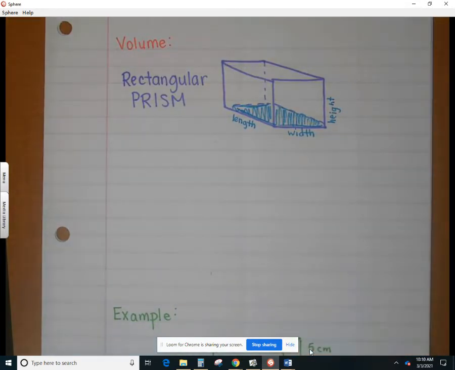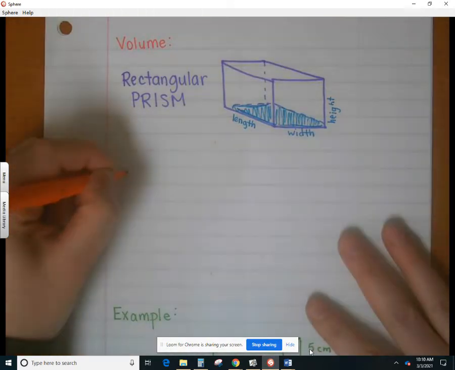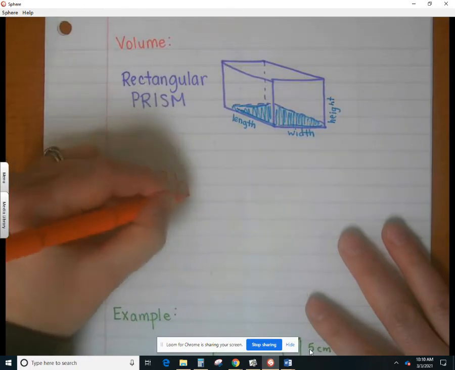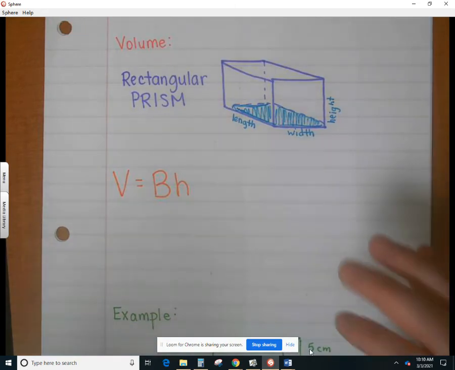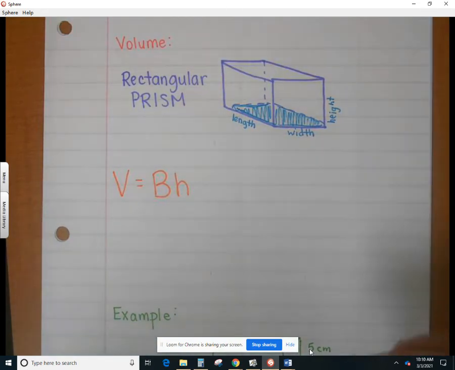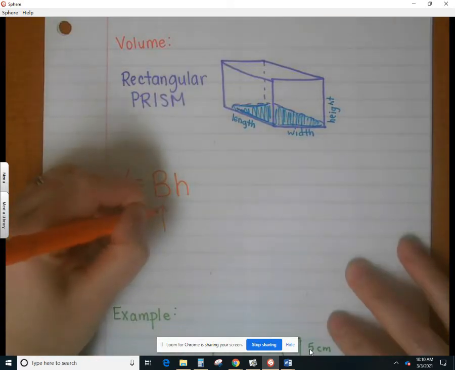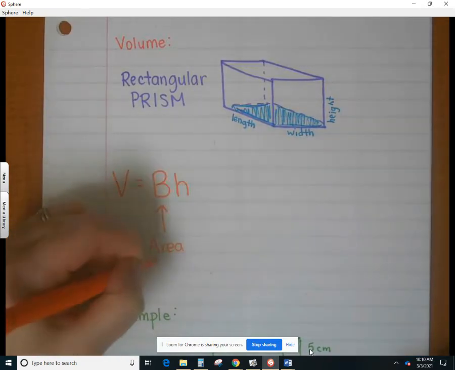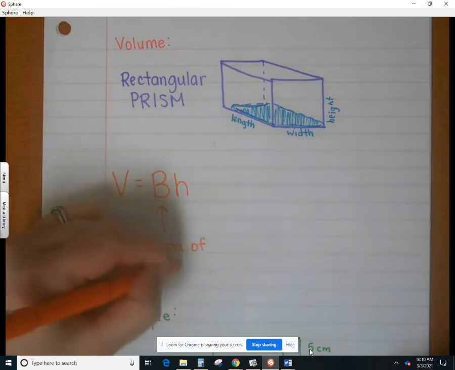And so if you were to look at your star chart, it would give you a formula for volume that looks like this. Volume equals big B times H. A lot of people think that that's just base times height. Well, base times height gives us area, so that's not going to give us the volume. The area formula has a lowercase b. This one has an uppercase B. We call it big B. So big B means area of the base.